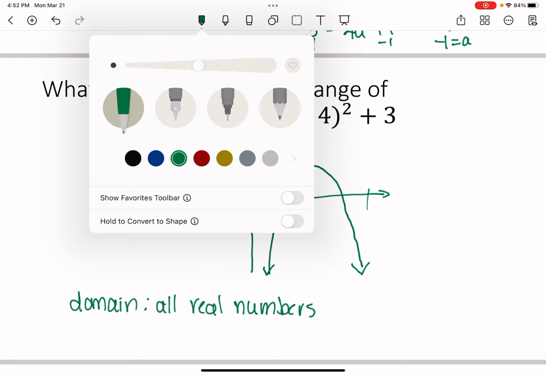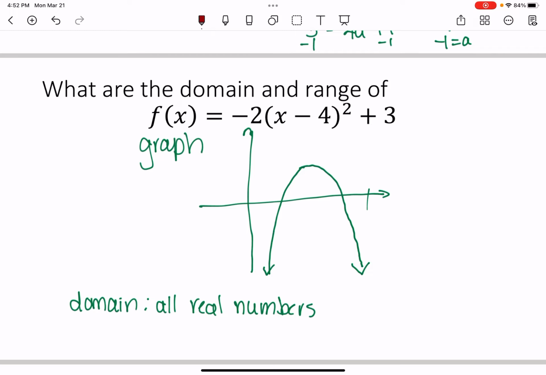If we look at the range, you can see here there's no lowest point because this graph goes on forever in the lower direction, but there is an upper point, and that upper point is at y equals 3. So the range is going to be all values of y that are less than or equal to 3.